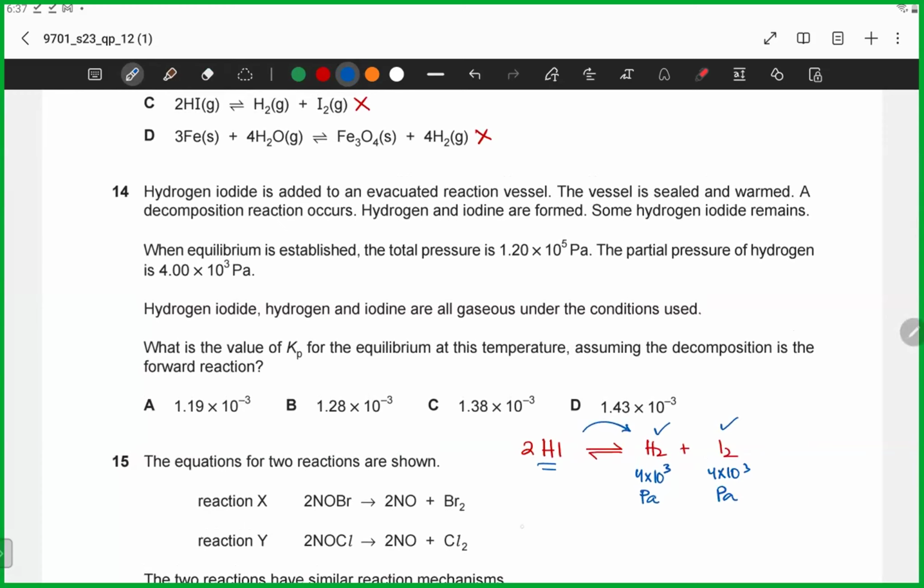अच्छा, HI का partial pressure बताओ, what would be the partial pressure of HI? क्योंकि remember he's given you the total pressure, कि equilibrium पे total pressure क्या है। Total pressure जो होता है वो that's the combined pressure of all the gases. तो this is the combined total pressure exerted by all the gases at equilibrium, ठीक है। तो 4 times 10 power 3 H2, 4 times 10 power 3 I2, so what is left? 112,000, sir. 1.12 times 10 power 5.